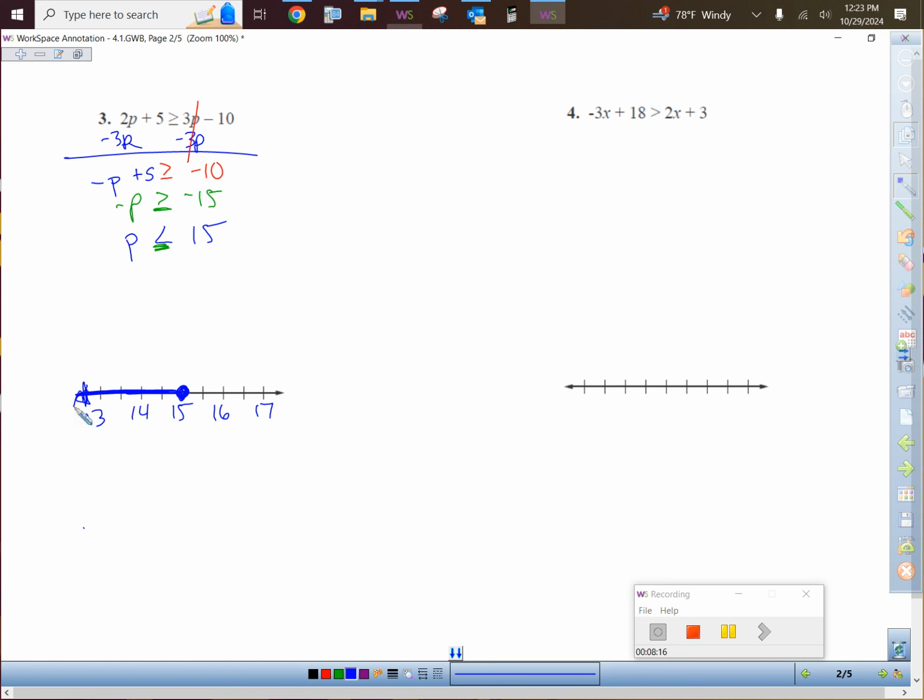Cool. One more. I'll let you do this one. Why don't you and a neighbor get this one? I would move the x's to the left side.